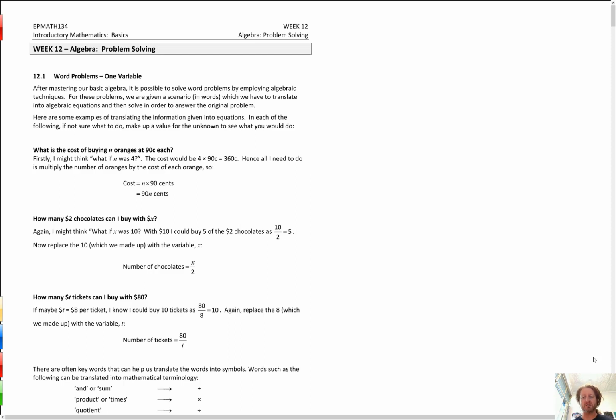Now with questions like this, these are just little parts of an overall bigger word problem. But it's easy to get it wrong. It's easy to just get confused. Like, what's the cost of buying n oranges at 90 cents each? Am I thinking is it 90?